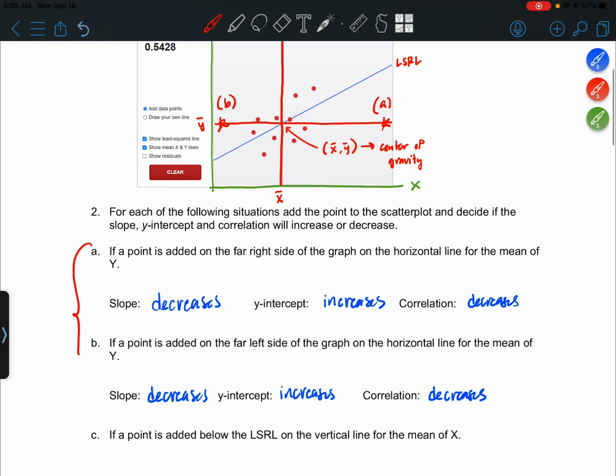All right, here's the big takeaway about parts A and B. These outliers on the far right or far left both have the same effect in that they tilt the line.